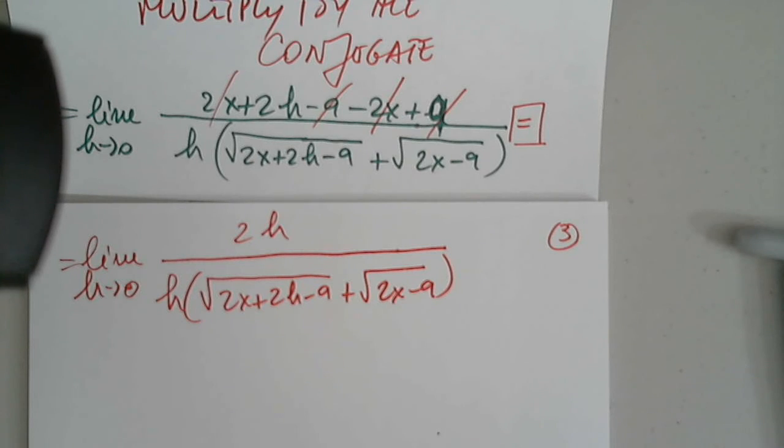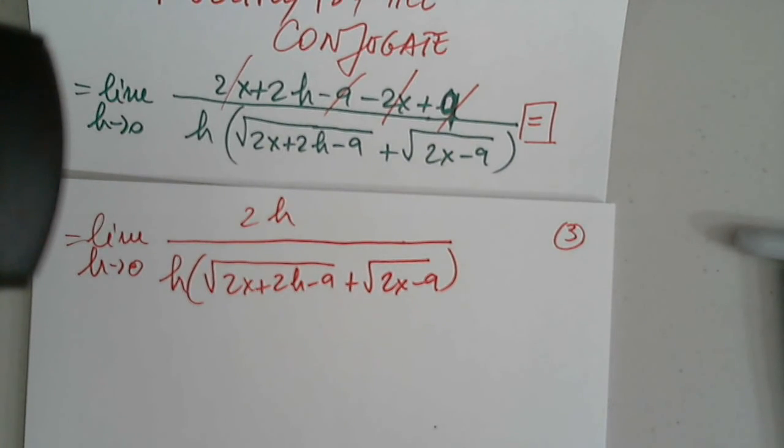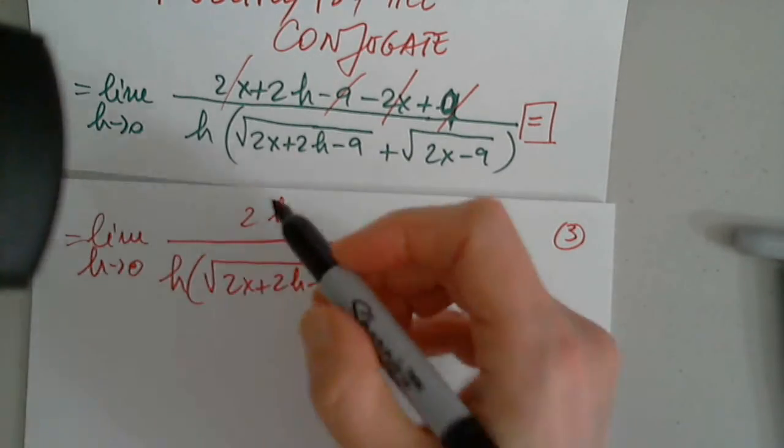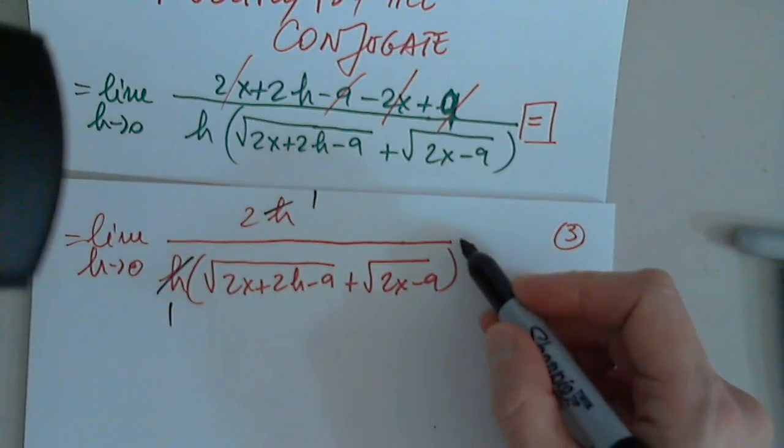Brianna, what do you think we do next? Shvam, are you okay? I'm not really sure what to do. Would you take h out of the denominator and numerator? Sure, we simplify by h and we get this.